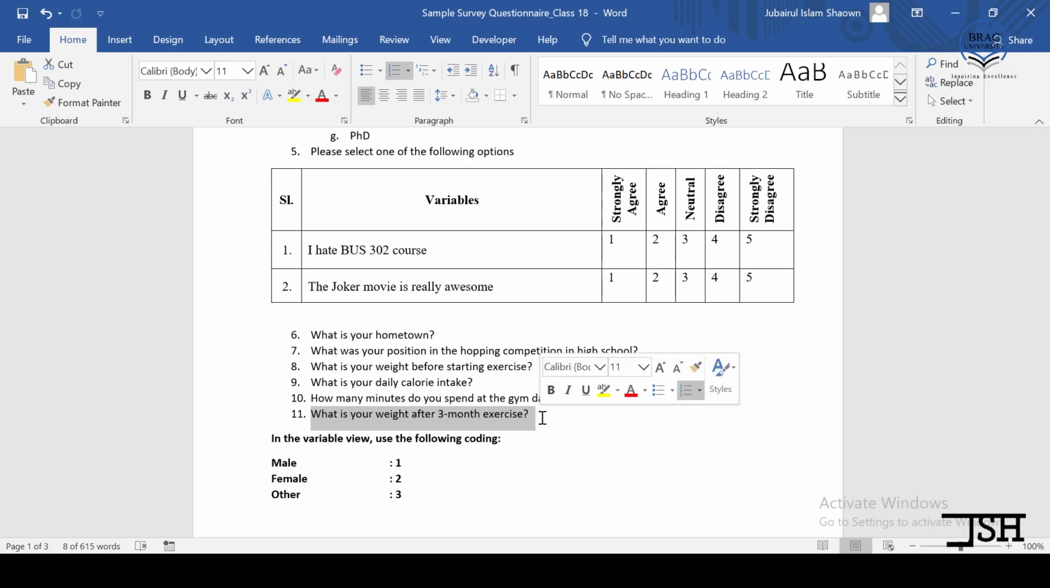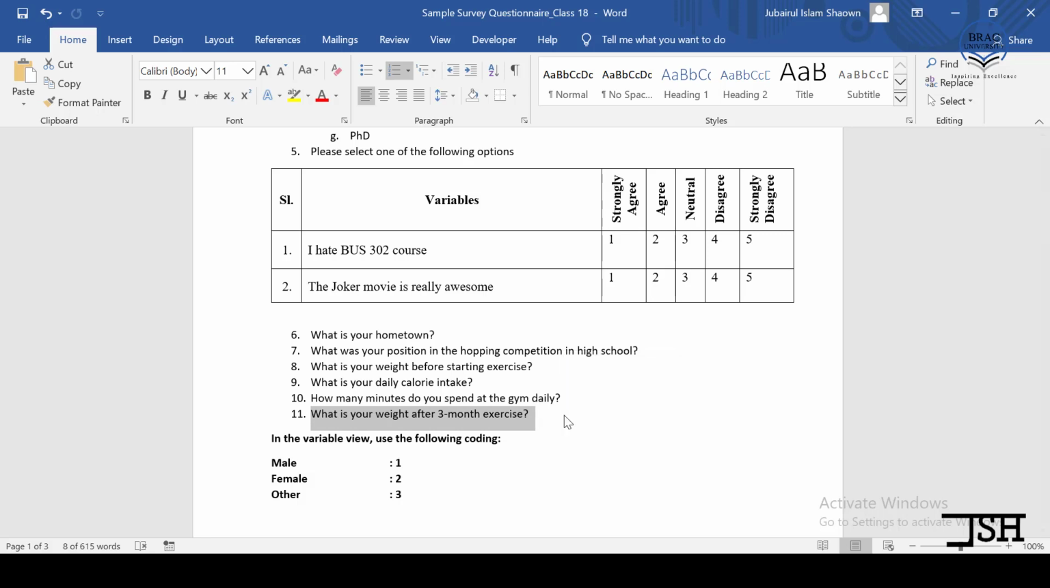So we are assuming that in our survey, all the respondents went through a 3-month exercise program. Why? Maybe to lose weight or become healthy. So yes, in the updated questionnaire, we have a question asking about the weight of the respondents before the exercise program. And also we have another question which asks them about their weight after the 3-month exercise program is over. So that is the change in the questionnaire.